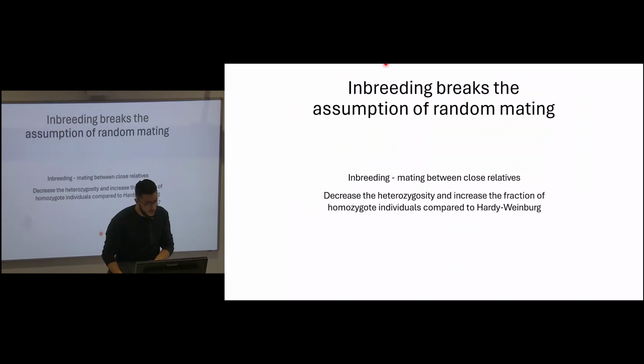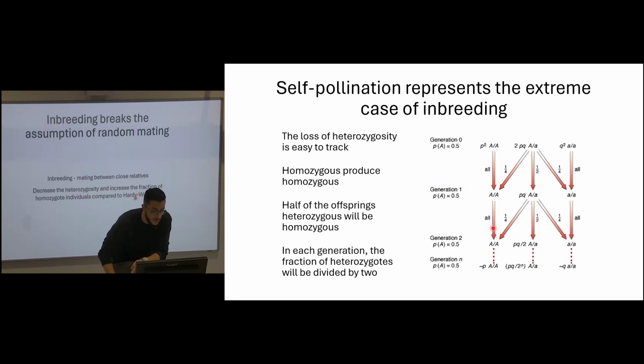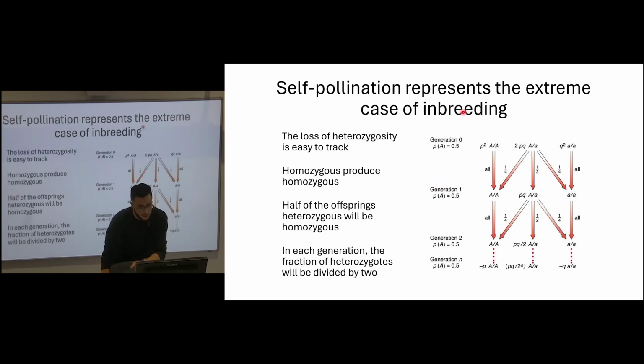It's called inbreeding. So this breaks the assumption of random mating for Hardy-Weinberg equilibrium. A decrease in heterozygosity and an increase in the fraction of homozygote individuals is different from Hardy-Weinberg, okay? So let's take a look at why this happens.